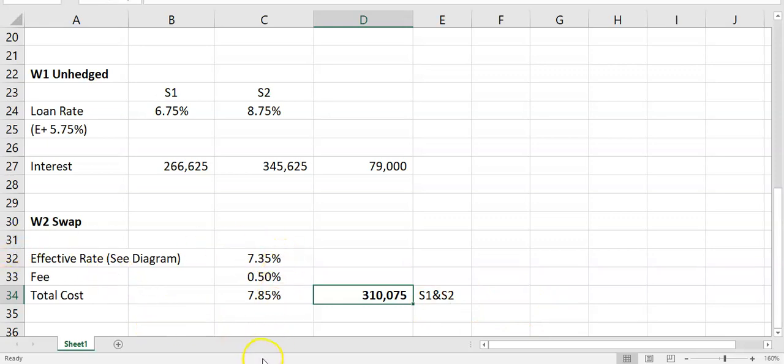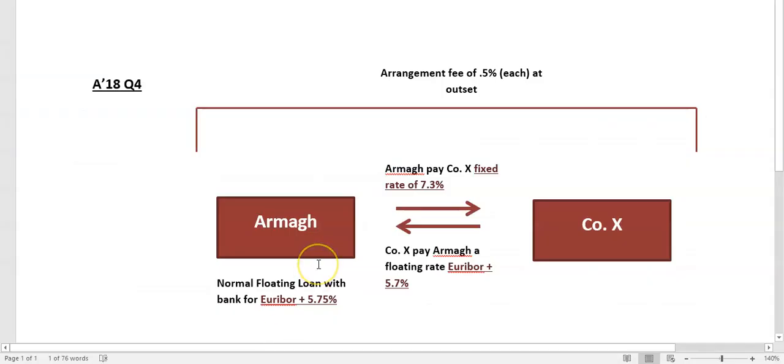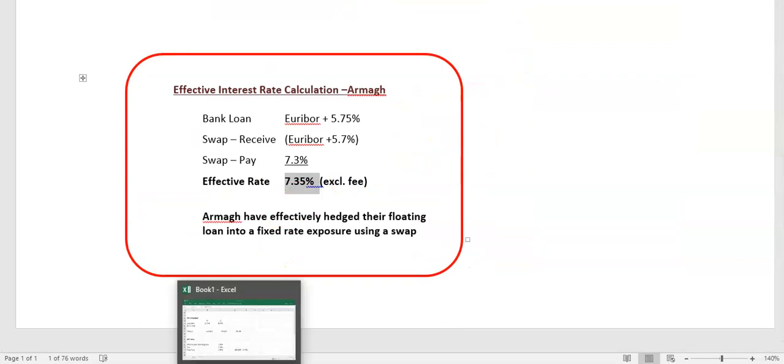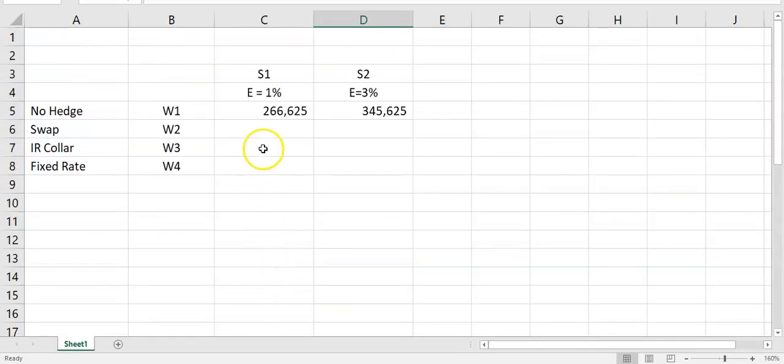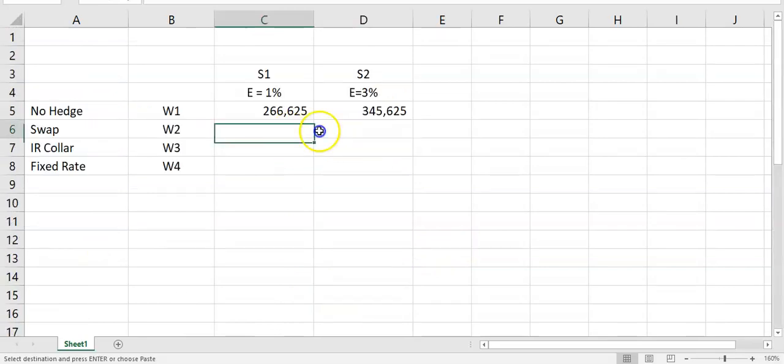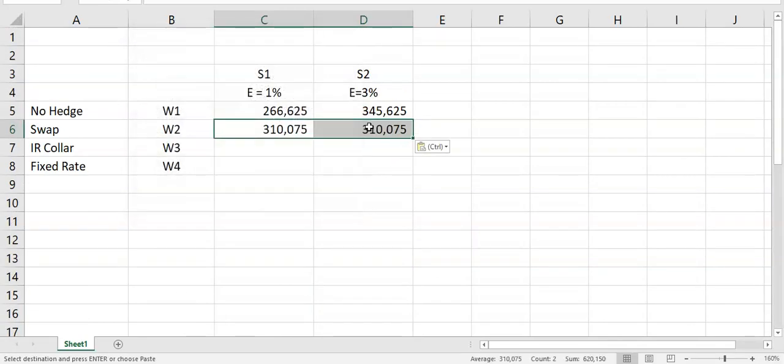So that's an important one. Swap is a common one, but students often get muddled up in trying to look at different scenarios. Just draw it out. Look at the flows to and from the company. Don't forget your fee, and you'll figure out what the net impact is. So go back and practice a couple of other swap questions in that regard. So that's going to be 310,075 in both scenario 1 and scenario 2, because you've locked in a fixed rate using the swap.